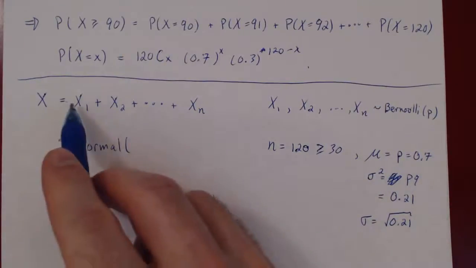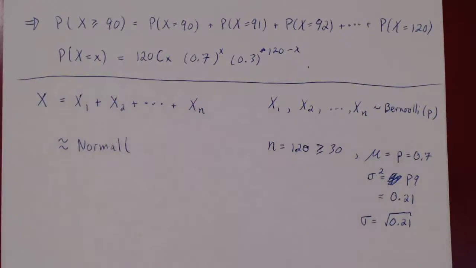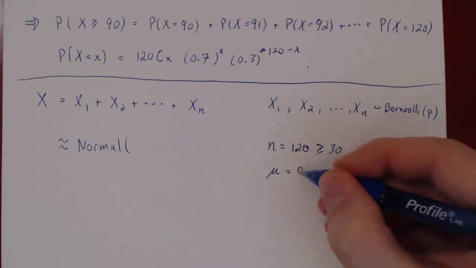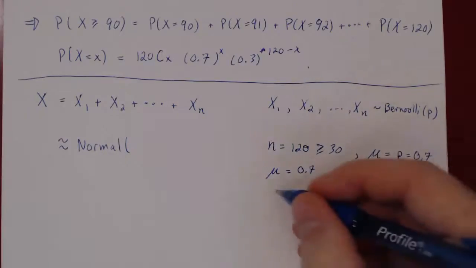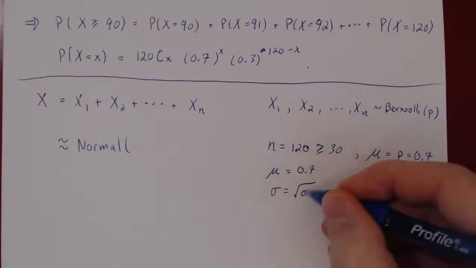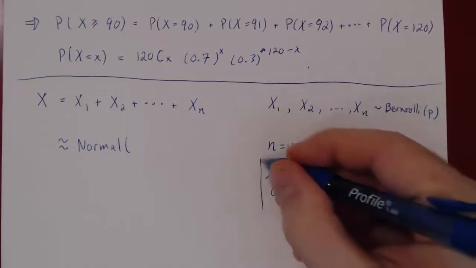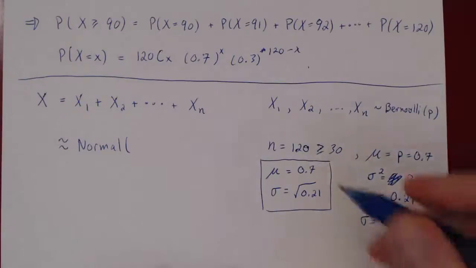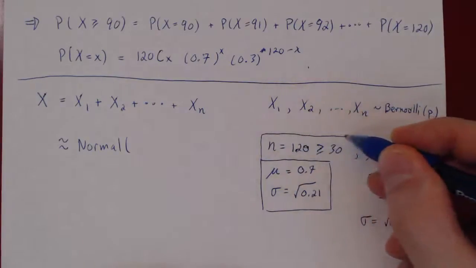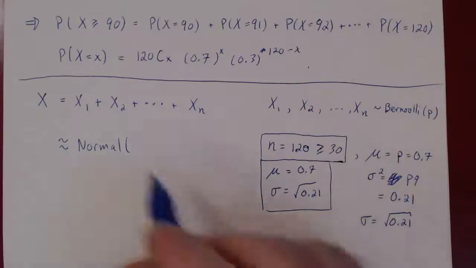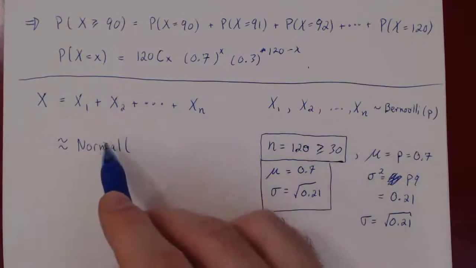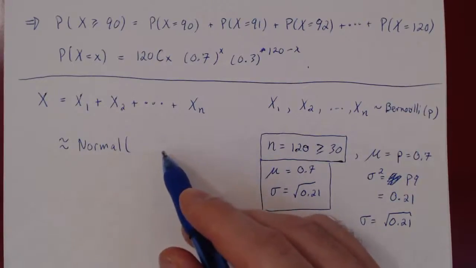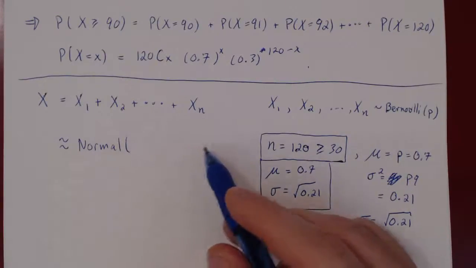So now we know the mean of each random variable, x1 through xn. The mean is 0.7. And the deviation is the root of 0.21. That's all we need, right? And because n is above 30, we can use the central limit theorem, which says that the sum will be approximately following a normal distribution. And we need to figure out the mean and the deviation.